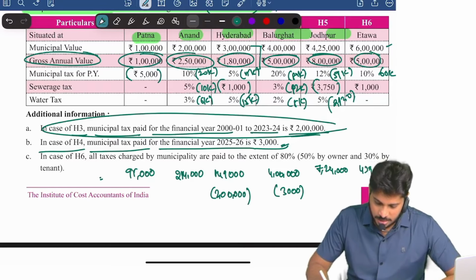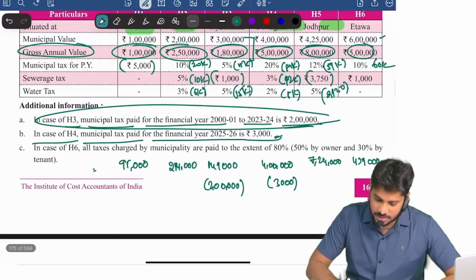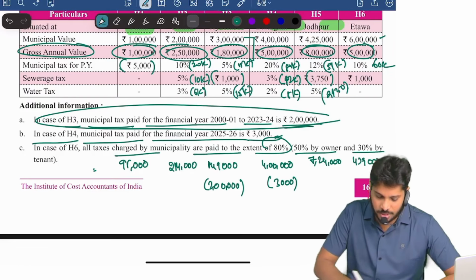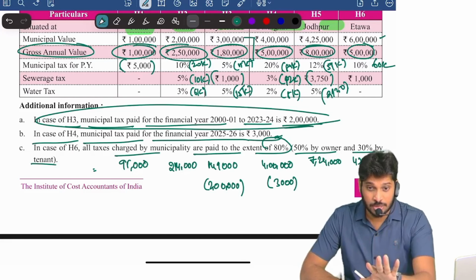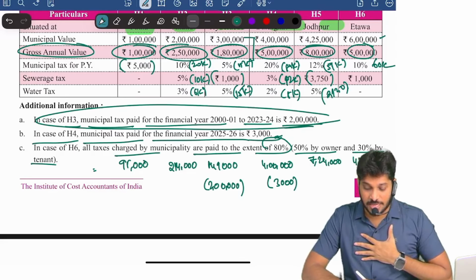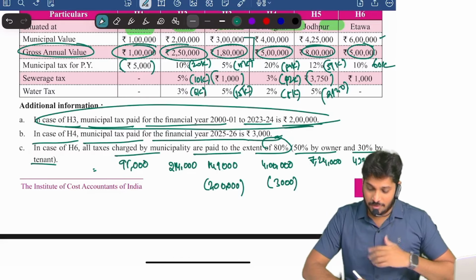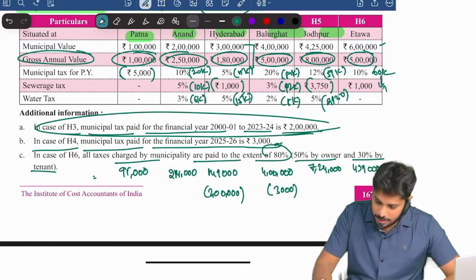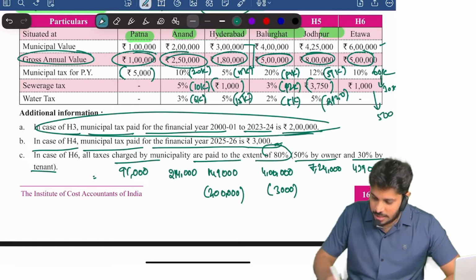Next, house number 6, all taxes charged by municipality are paid to the extent of 80%. 50% by owner, 30% by tenant. How much owner paid? That much only allowed as deduction. House number 6, owner paid only 50%. Which means out of 60, actually you can claim deduction only 30, and out of 1,000 you can claim deduction only 500.